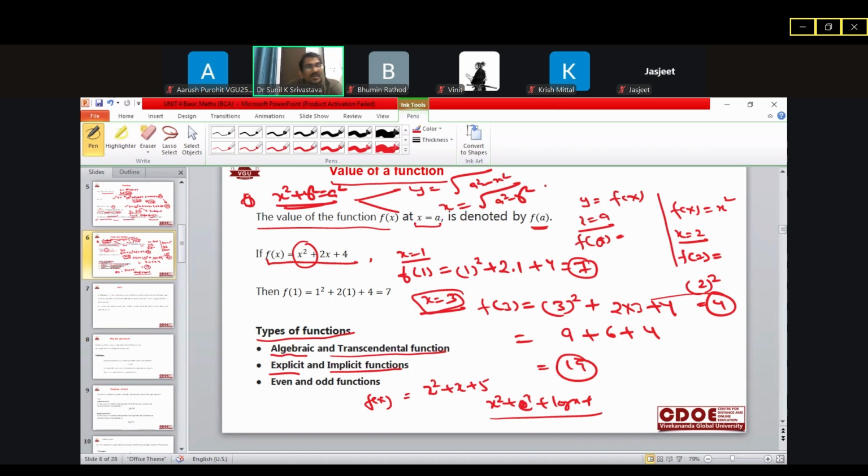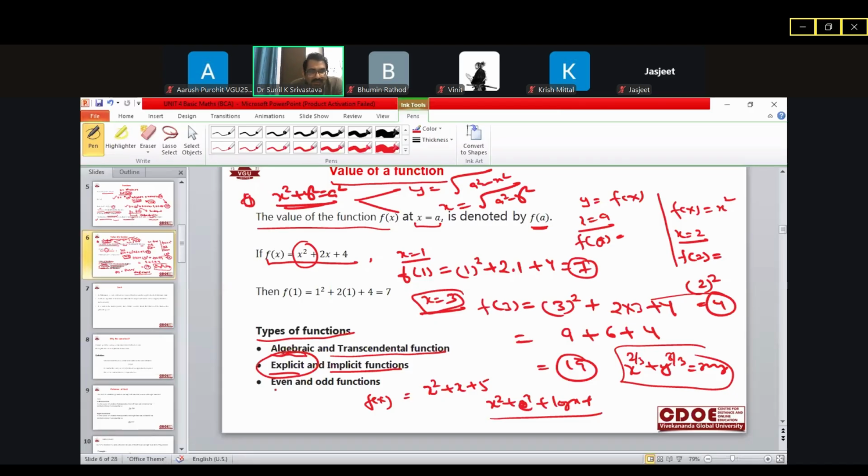So this type of separation is possible. That is known as the explicit function. Suppose your expression is of the form x raised to power 2/3 plus y raised to power 2/3 is equal to 3xy. This type of expression, separation of x is not possible here. So this type of function is known as an implicit function.